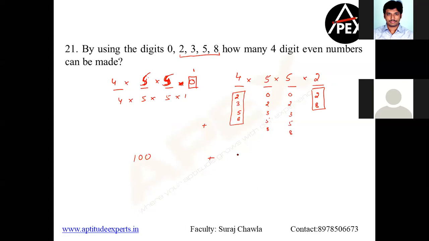25 into 4, so this is going to be 200. So which means total you'll have how many cases? 300 cases. Clear guys?